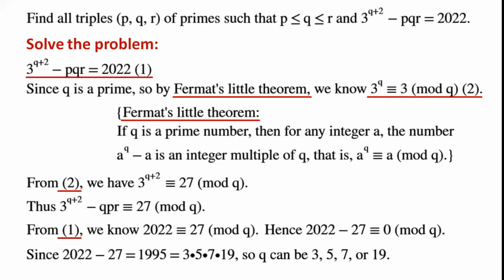Since 2022 minus 27 equals 1995, which can be written as 3 times 5 times 7 times 19, Q can be 3, 5, 7, or 19.